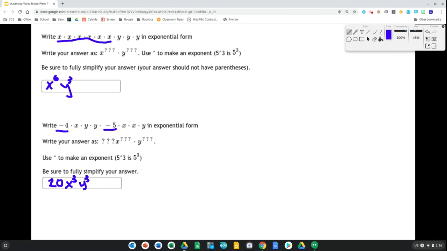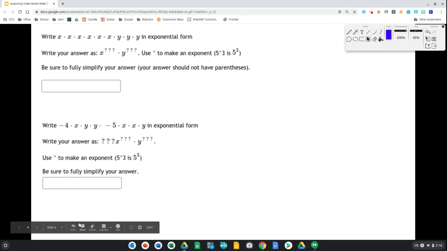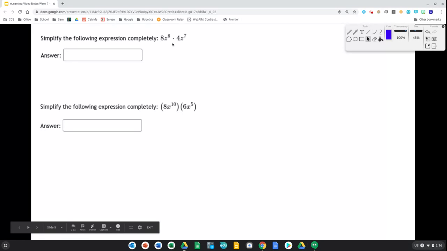So one of the things you're going to do on your lesson today is take multiplication problems like this and rewrite them as a condensed monomial. But we also want to take monomials and multiply them together. And if we just think about what we just did, that's how the rest of these problems are going to work. So on our next example, we're going to take 8z to the 6th times 4z to the 7th. So how are we going to do that?